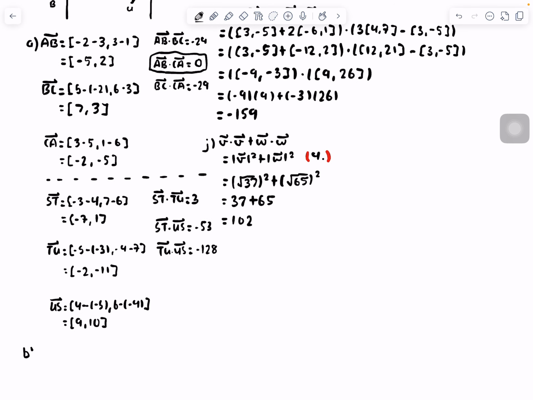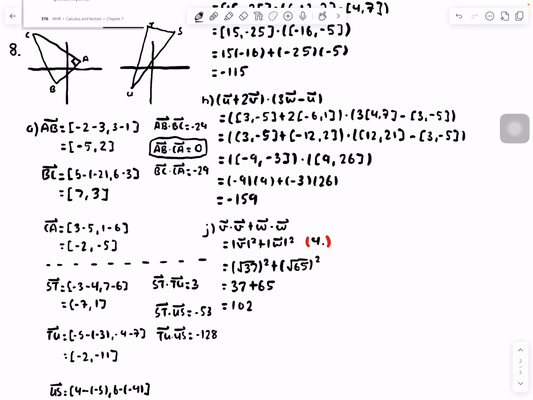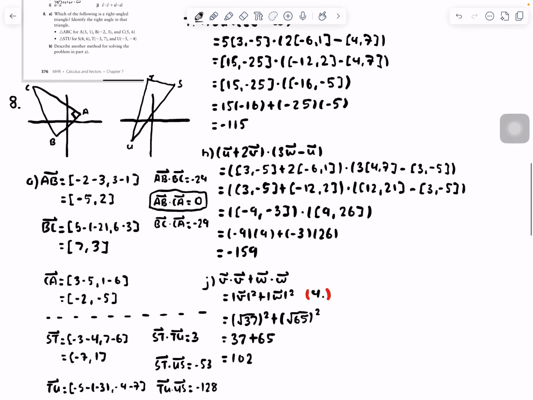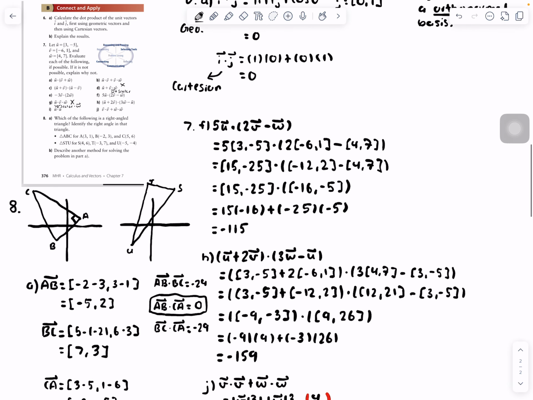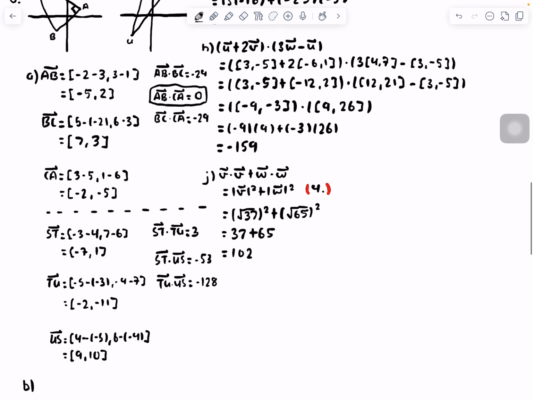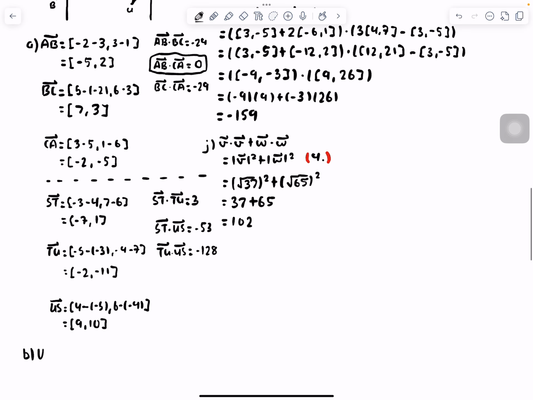Now, part B. So what is part B asking us to do? Part B asks us to describe another method for solving the problem in part A. Okay, so one method you could do is, now that you have the side lengths of each triangle, compute all of their respective magnitudes.